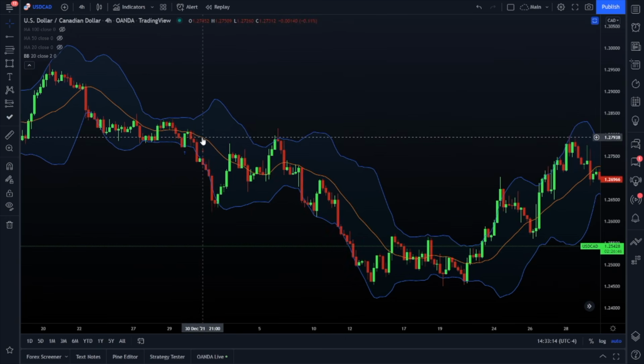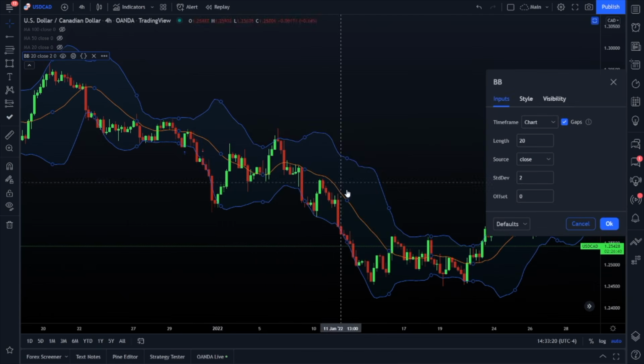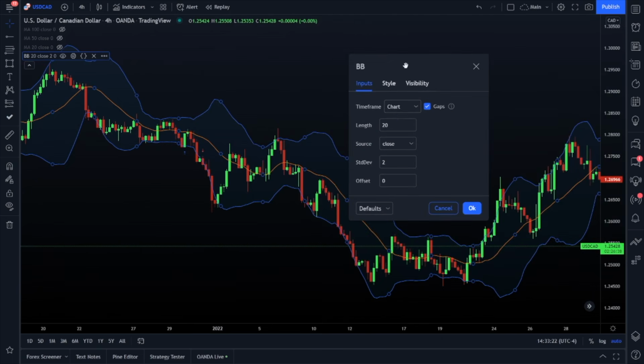So the Bollinger Band, when we double click on it, we take a look at the indications here. It has a 20 period length. That's actually a 20 period simple moving average in the middle of the chart, which we're going to talk about in a second. It's applied to the close of the candle, which is pretty standard for moving averages. And then it has a standard deviation of 2.